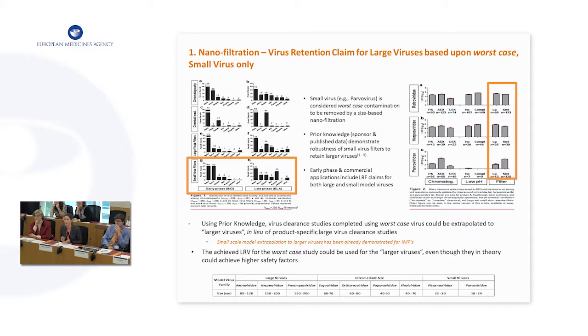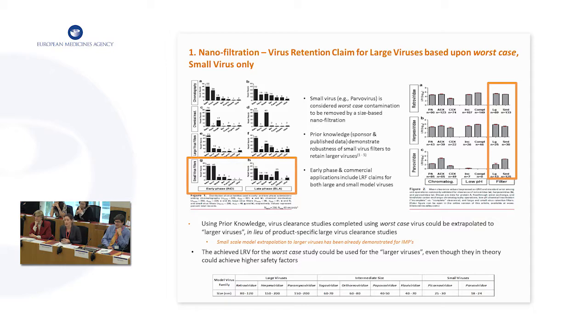Yet early phase and commercial applications will typically continue to include log reduction factor claims for large, intermediate and small viruses. So an example of prior knowledge here is how to better utilise our viral clearance studies, for example, using the worst case small model viruses as our worst case virus, and therefore extrapolating these log reduction factors back to the larger viruses in lieu of product-specific large virus clearance studies.